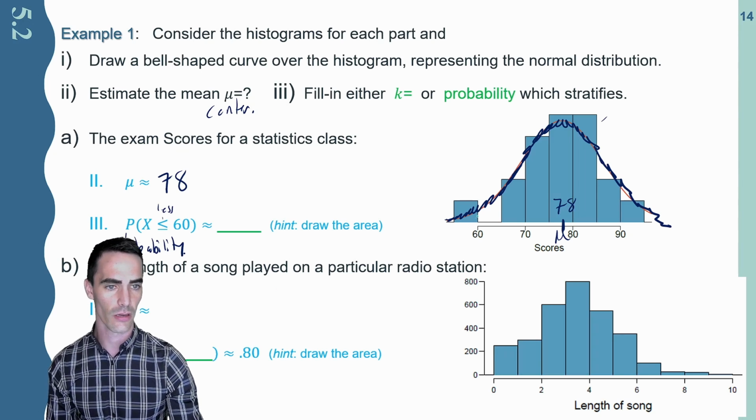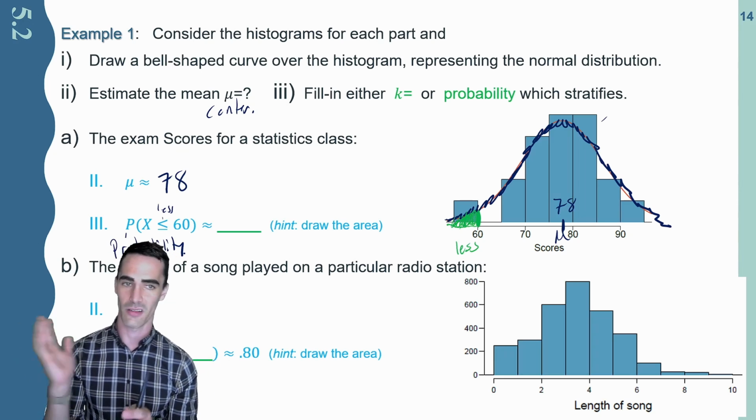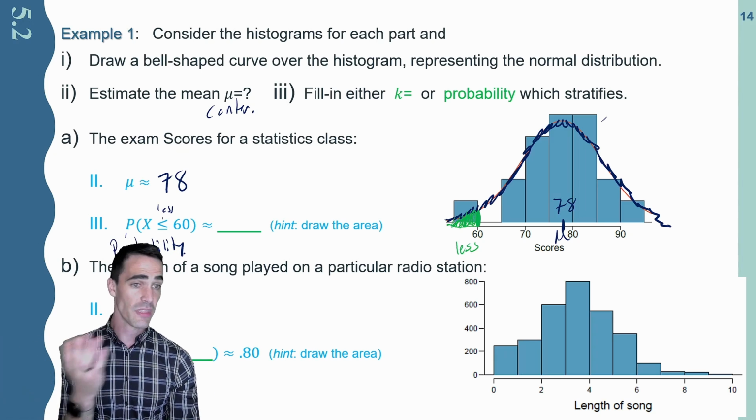Let me pick green here. Here's 60, and I want to be less than that. So I can shade this in. It should look like this. This is the probability that we're asked to find. We're thinking, what's the proportion or percentage of values that are less than 60? I'm thinking not very much.